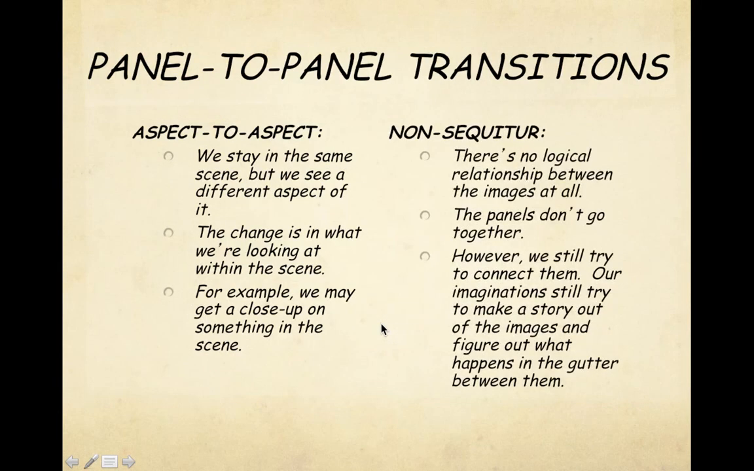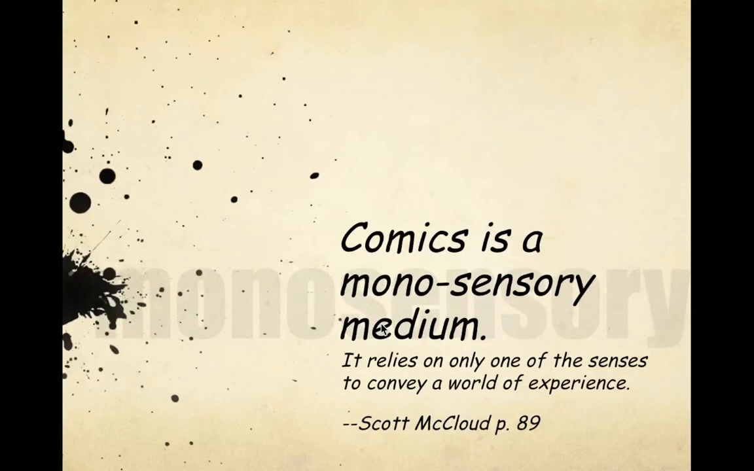And then, of course, there's what's called the non-sequitur. There's no longer a logical relationship between the images at all. The panels don't go together. However, we still try to connect them. Our mind wants to make the connections. If I were to return to that idea of the guy with the axe and then the cityscape picture, and remove the screaming noise, then what I would create there is probably what we might call a non-sequitur transition.